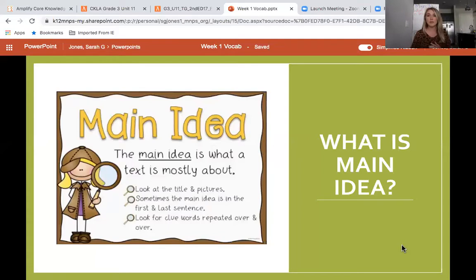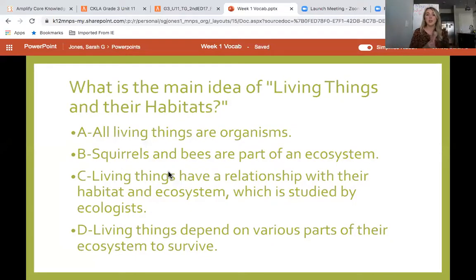So we remember what main idea was. It is what the text was mostly about, looking at titles and pictures. Sometimes it's in the first or the last paragraph. Sometimes it's not. You just have to come up with it on your own. But you do need to look for those clue words and just remind yourself what is the most important part of this. We talked about the Harry Potter book, how big Harry Potter book. I don't want to know every detail. I just kind of want to know what it was about.